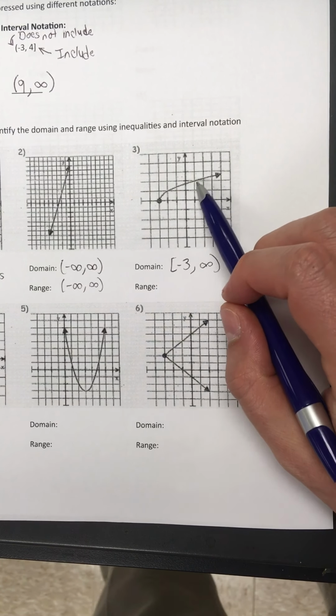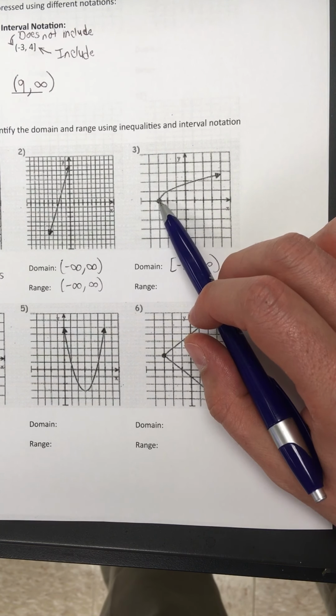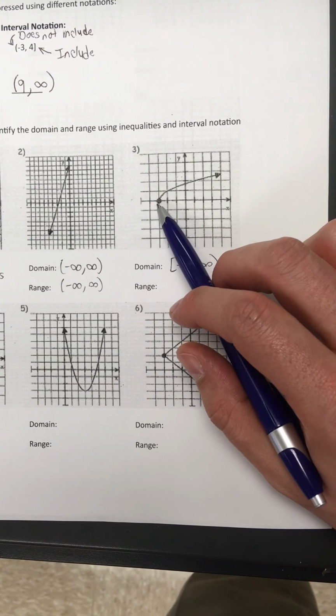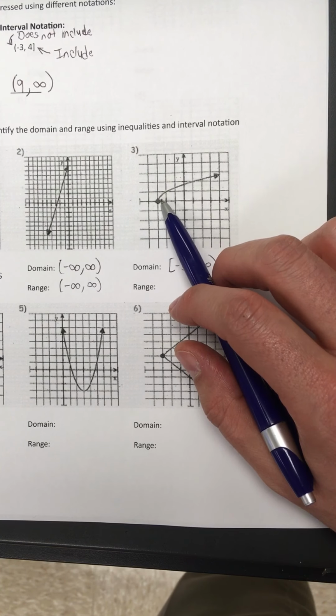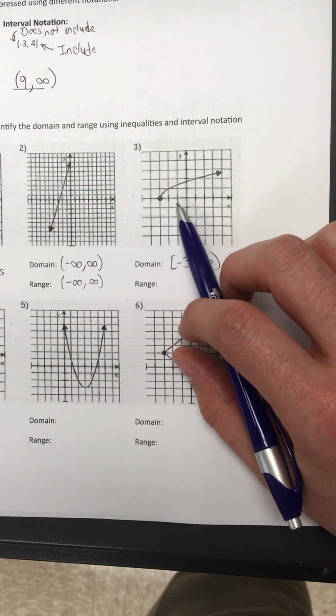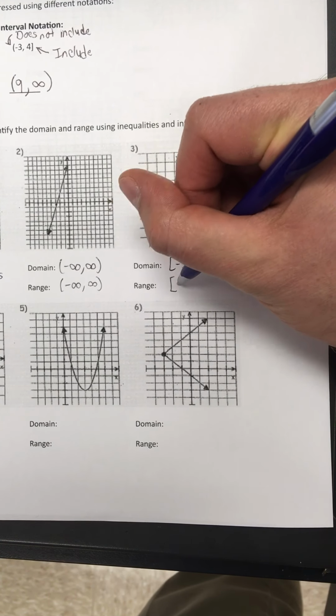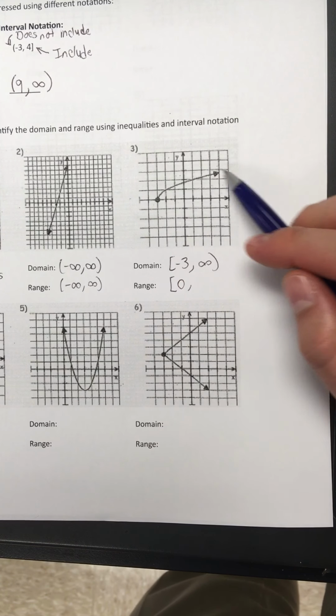Now the range, if I'm going to the lowest point on here, right here, it's got a lowest point. Now be careful. The lowest point is not negative 3. The range is the y numbers. The x number is negative 3 right here. What's the y number at this point? It's 0. So the range, it goes from 0 and then it keeps going up forever.